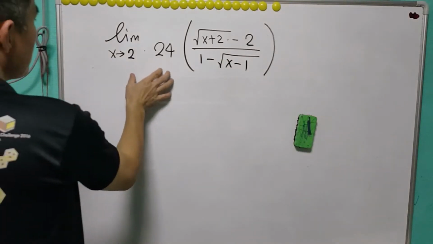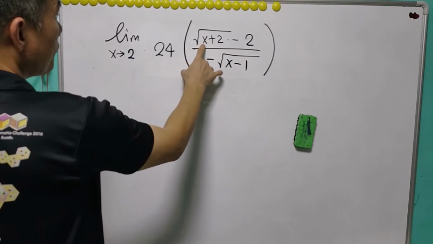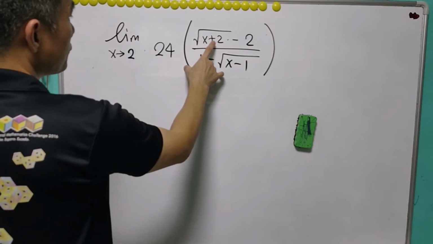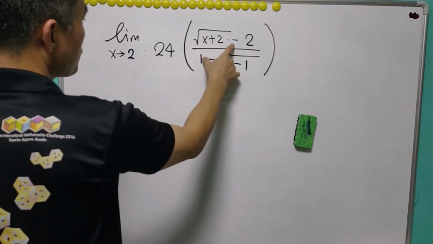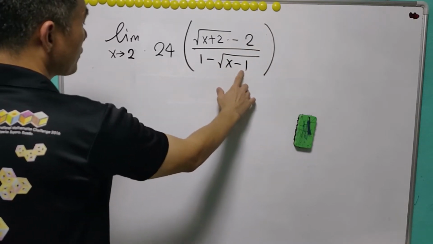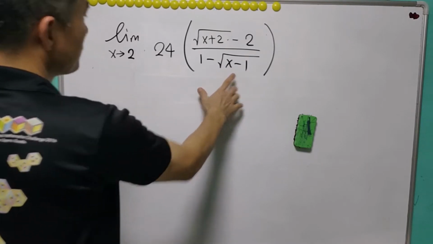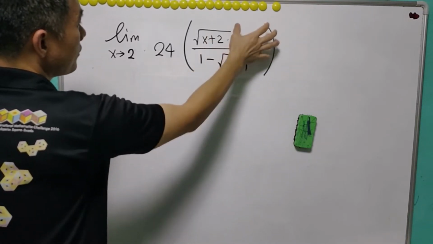We are going to get this limit. When x goes to 2, square root of 2 plus 2 is equal to square root of 4, that is 2. 2 minus 2 is 0. It's 1 minus square root of 2 minus 1. 2 minus 1 is 1, square root of 1 is 1. 1 minus 1 again is a 0. And this is of the form 0 over 0.